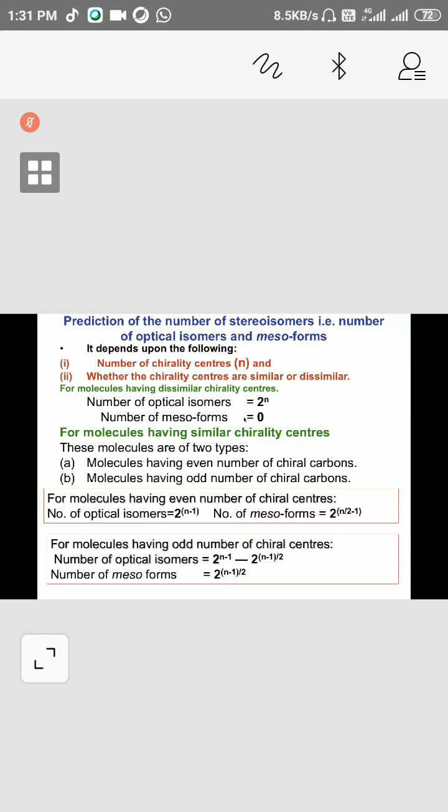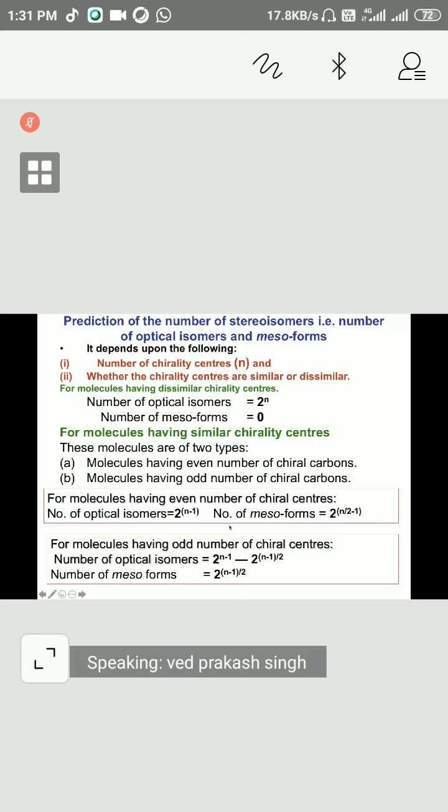If the molecule has an even number of chiral centers, this will be 2 to the power n minus 1. If not, then the number of mesoforms will be 2 to the power n by 2 minus 1. These are some formulas to calculate the number of optical isomers. The number of optical isomers is 2 to the power n minus 1 minus 2 to the power n minus 1 by 2 if the number of chiral centers is odd. Here it is for even, and the number of mesoforms is simply 2 to the power n minus 1 by 2. So these are some formulas related to chiral centers and the number of stereoisomers, optical isomers.